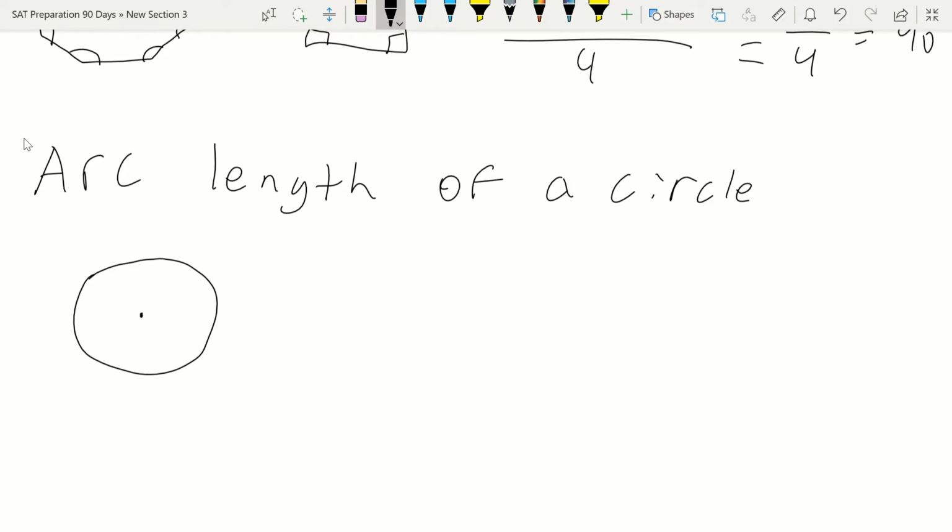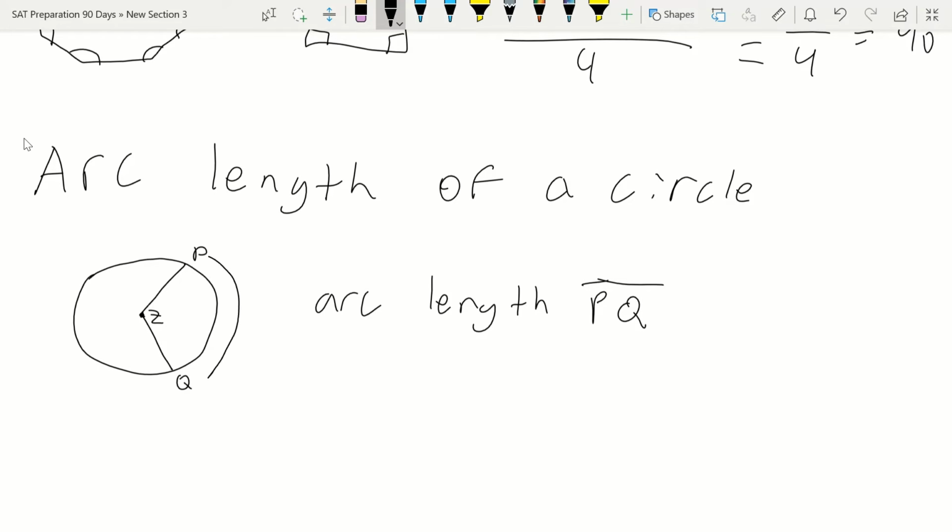If we have a circle, here's our center of our circle. That's our circle. Let's call this point Q, call this point P, call this point Z as our center. Let's say we wanted to know the arc length of P, Z, Q. Actually, it would be written as arc length PQ, that's how it's going to be written. So the arc length P to Q is going to be this right here. We want to know how long that arc right there is. So here's our equation for that. We have arc length.